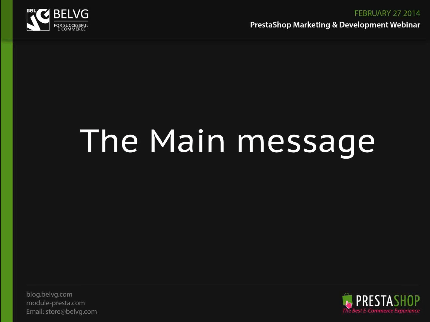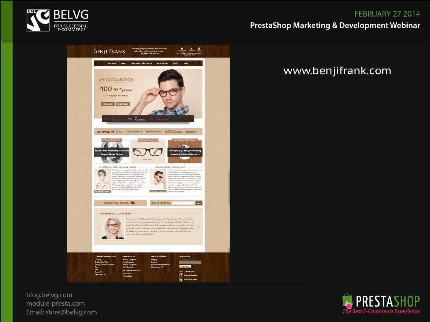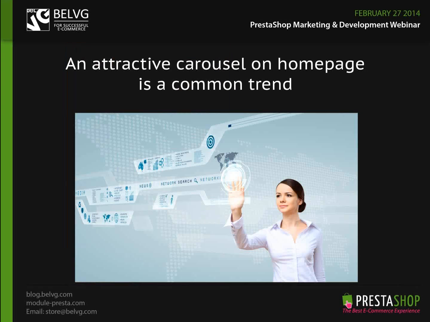Another trick is a main message provided by the store owner. For instance, I would like to present this monobrand store called BelVG. On this homepage, the main idea of the store is displayed, and there is content explaining this. So this is an example where the mission of the store is shown on the homepage.